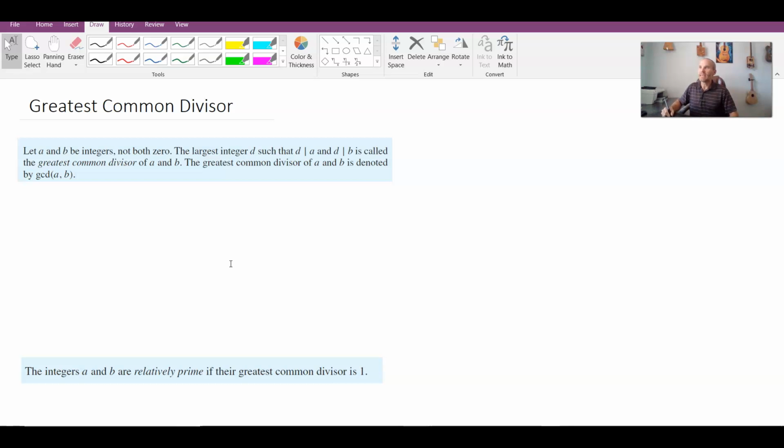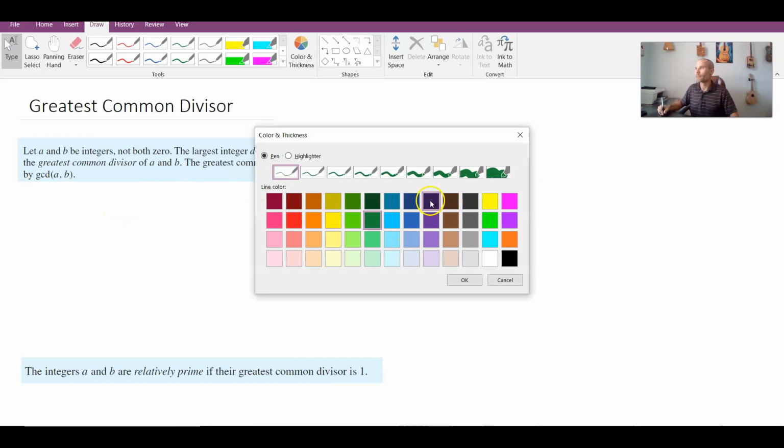So let A and B be integers, not both 0, otherwise it's a fairly boring process. The largest integer d, such that d divides A and d divides B, is called the greatest common divisor of A and B. So it's a divisor that A and B share in common, but it's the largest such divisor that A and B share in common. And we often will write GCD(A, B) to indicate that that's what we're going to output. So the GCD is sort of a function, if you will, that takes in two values and outputs 1.